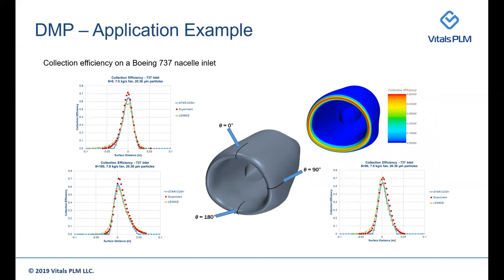Another example of DMP is the collection efficiency on a Boeing 737 engine inlet. This is a high-precipitation example where DMP is used. And compared with the experiment, this STAR-CCM+ DEM model well predicted the experimental parameters in terms of the collection efficiency.